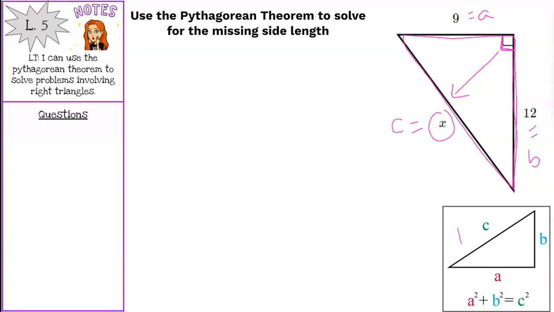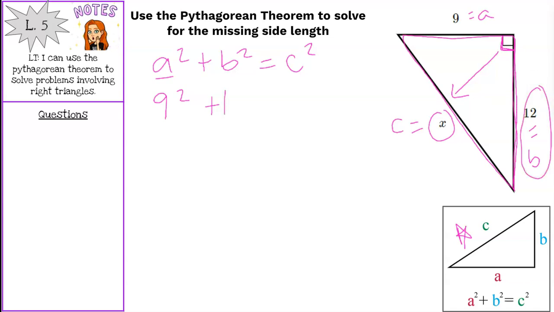So the first step is to set up your Pythagorean theorem. We label the sides, and then we have a squared plus b squared equals c squared. So a I labeled as 9, so I'm going to replace the a with 9, but it still stays squared, so now it's 9 squared, plus b squared, well b was 12, so I replace b with 12, 12 squared equals c squared. C is x, it's what I don't know, it's what I'm solving for, so equals x squared.